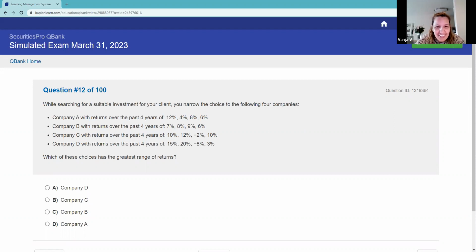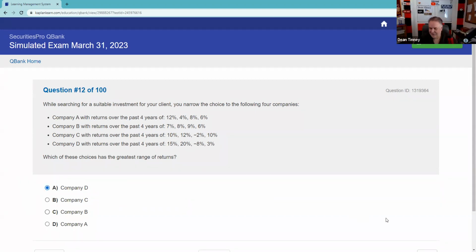Okay, so hold on. From minus 8 to 20, so it's 28 there. From minus 2 to 12, that's only 14. 6 to 9, that's 3. 4 to 12 is 8. So it's D. So the answer is D. I'm glad you caught yourself because that's exactly correct.